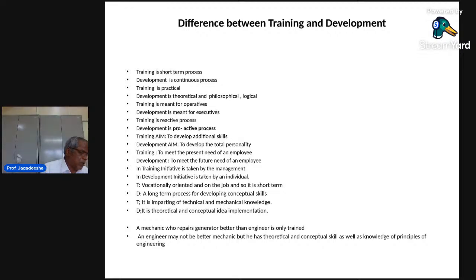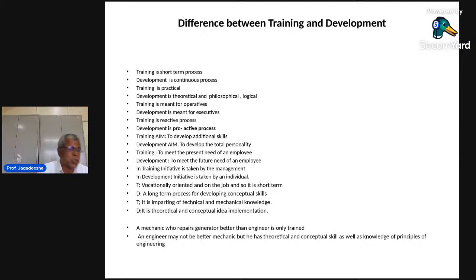This is another important point. But let me also tell you, an engineer may not be better than a mechanic, especially on the generator. A mechanic of the generator can perform very well. The reason being, the mechanic is a part of training, but the engineer is a part of development. This is what I think anybody can say.